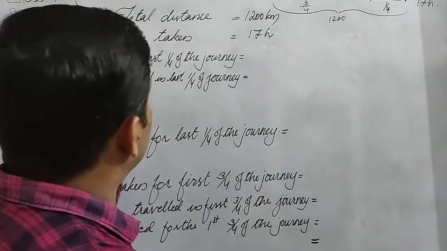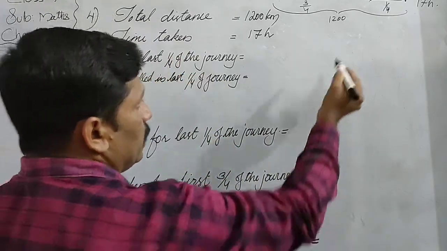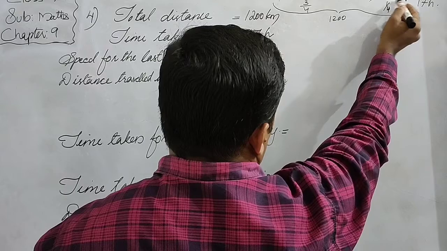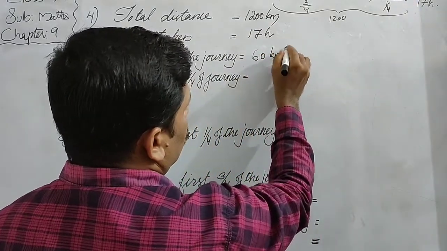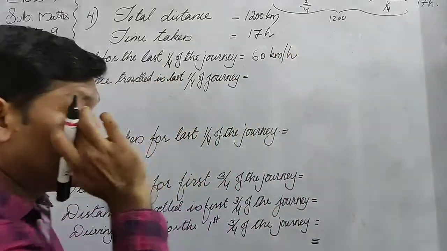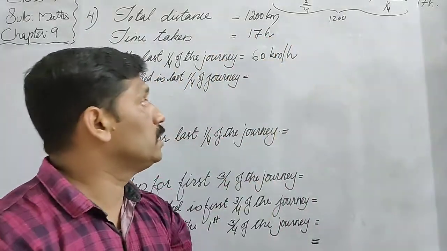And his speed of the last one-fourth of the journey, from here to here, in order to travel, he used 60 kilometers per hour. 60 kilometers per hour. That is the speed for the last one-fourth of the journey.